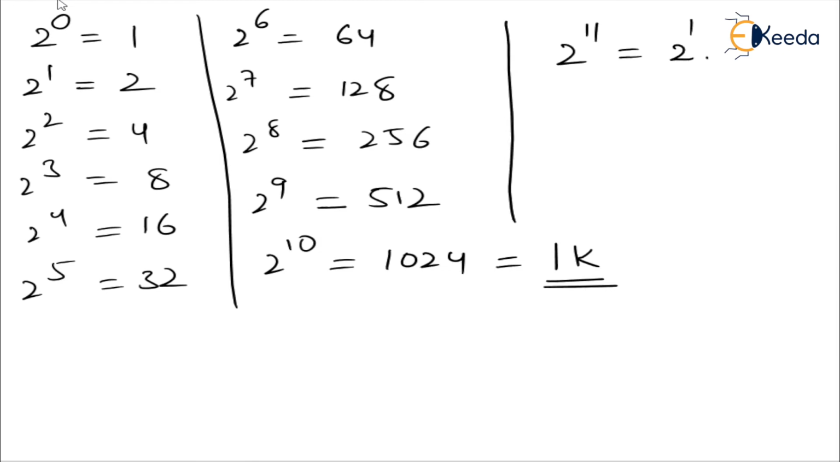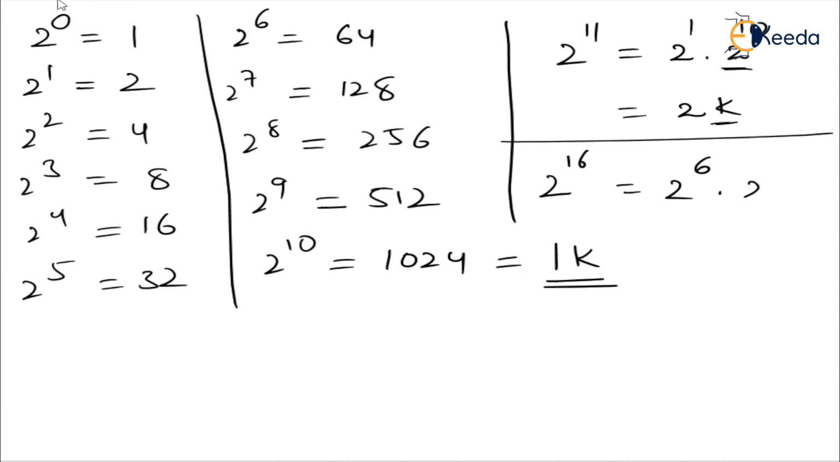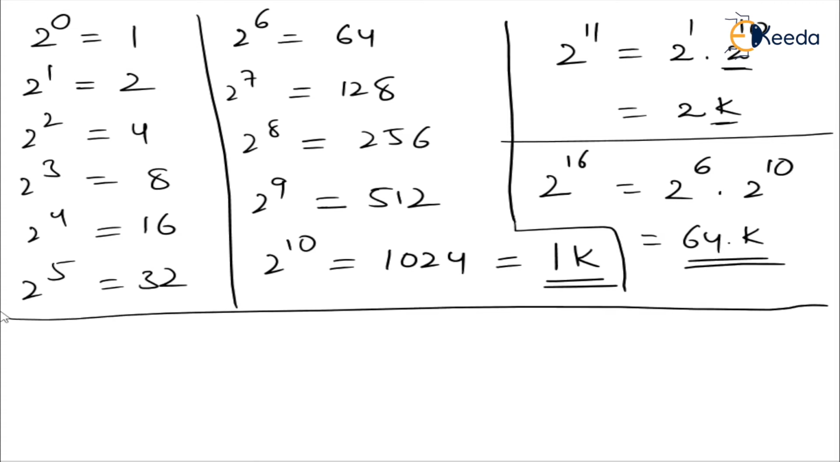How can we write 2 power 11? 2 power 1 into 2 power 10, that is equal to 2k. 2 power 10 means 1k, so that is 2k. Right? Now you tell me 2 power 16. How can we write it? 2 power 6 into 2 power 10. 2 power 6 is how much? 64, into k, 64k. That means 64k is 2 power 16. Now you tell me 2 power 20. 2 power 20 is 2 power 10 into 2 power 10, that equals 1k into 1k, that equals 1 mega. Kilo, 1 mega.